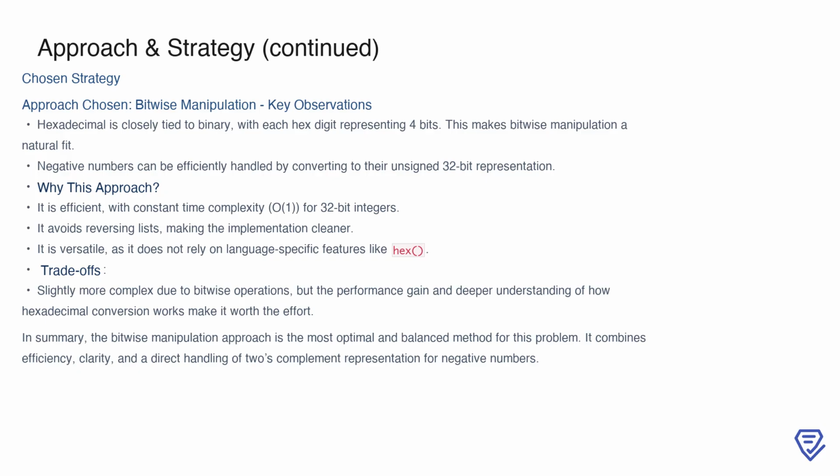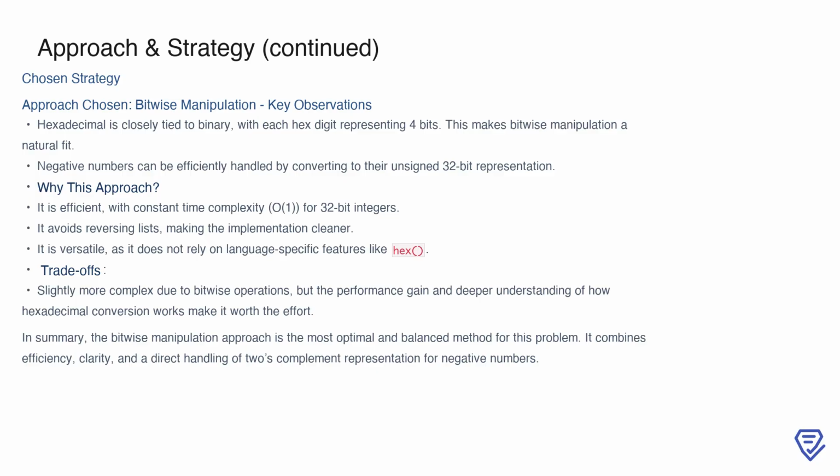This method aligns well with the structure of hexadecimal, as each digit naturally corresponds to 4 bits in binary. This tight relationship makes bitwise operations a logical and efficient choice. Additionally, negative numbers can be seamlessly handled by converting them into their unsigned 32-bit representation, ensuring consistency and correctness. This approach is particularly appealing because of its efficiency, operating in constant time for 32-bit integers. It also avoids the need to reverse lists, which simplifies the implementation and reduces overhead.